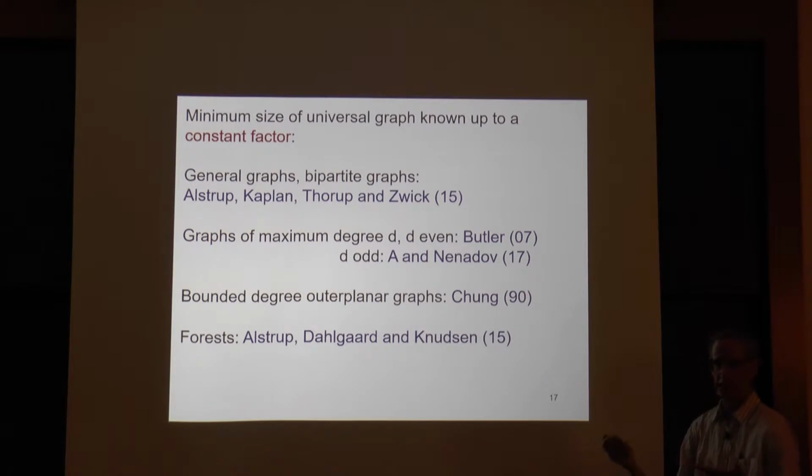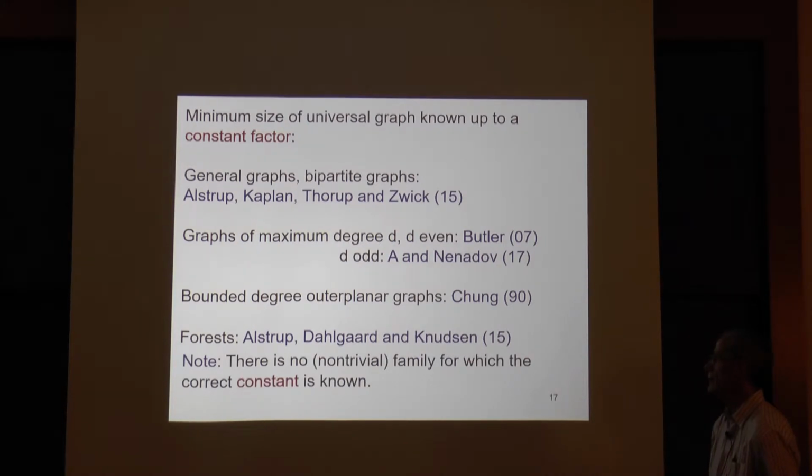So as we said, this corresponds also to an adjacency labeling scheme. If we want to store efficiently a forest with at most k vertices, we can use a scheme here. And I wrote here that in all these examples, there is no non-trivial family for which the correct constant is known. So it's known up to a constant factor, but there is still a gap. Maybe in this case, the gap is a factor of about 25 between the upper and the lower bound. And this is even in the cases that look pretty simple.